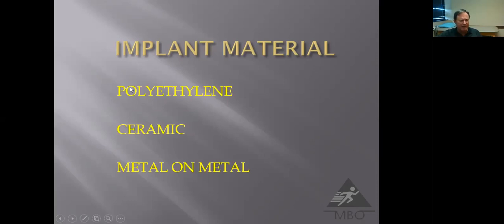And the last time they made substantial advances in the polyethylene was, I think, sometime around 2006 or 7. We used to have to worry considerably about the wear of that plastic, causing loosening of the hip. But now the plastic lasts really well, and so that problem has gone away for the most part.